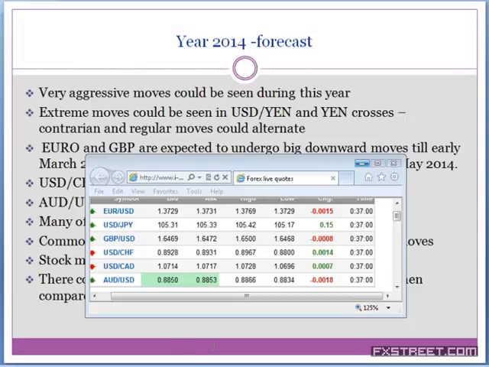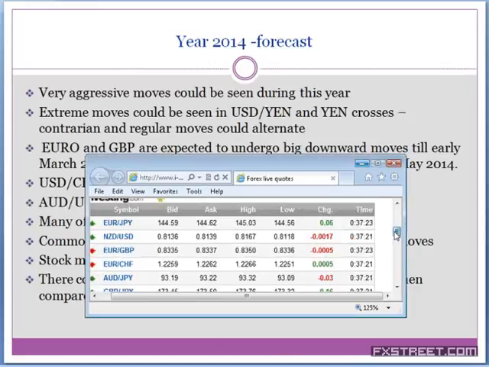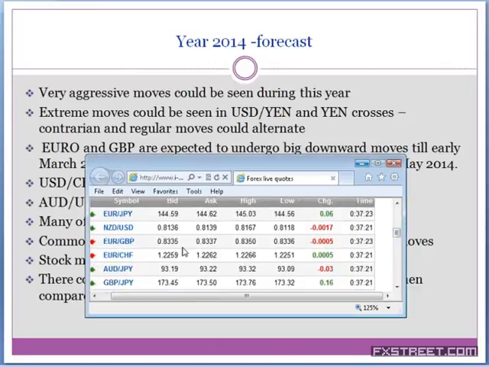Then, how about the Euro GBP cross? Euro GBP cross, they have to bring in some extreme moves again. They came down to 82 area and then came to 83, 84. And this time they are expected to come to the 0.78 area before making the next reversal.